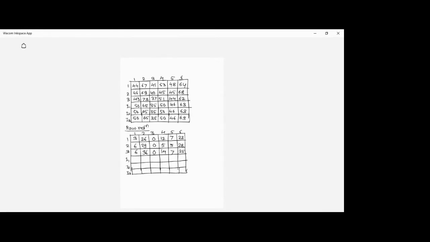Similarly, here the smallest value is 35 in the row. So 50 minus 35 is 15. 65 minus 35 is 30. 35 minus 35 is 0. 50 minus 35 is 15. 46 minus 35 is 11. And 63 minus 35 comes out to be 28, right? So all these values will be the same as the row values are constant here: 15, 30, 0, 15, 11, 28.